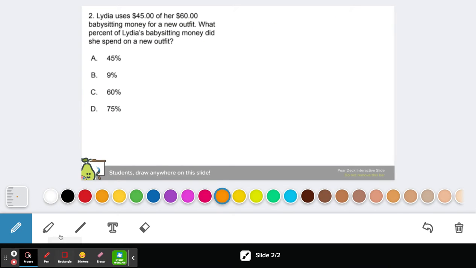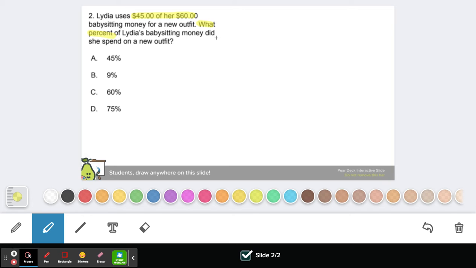So it says Lydia uses $45 of her $60 babysitting money for a new outfit. They're asking, what percent of Lydia's babysitting money did she spend on a new outfit? Okay, so we're talking about percents here, and they're talking about parts and wholes.